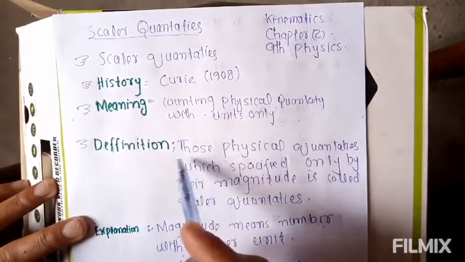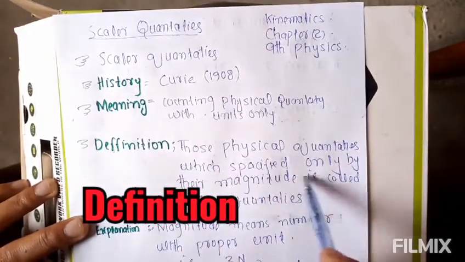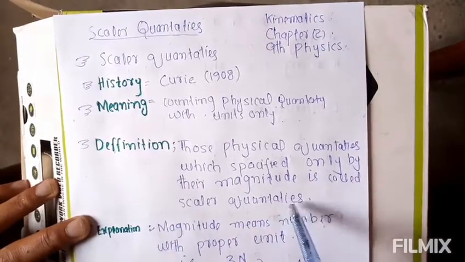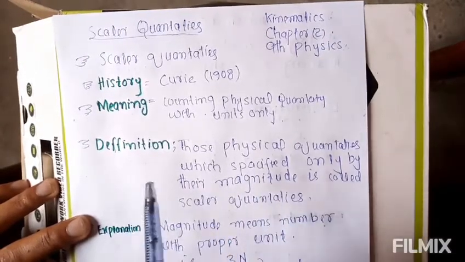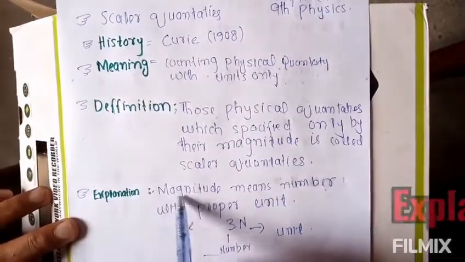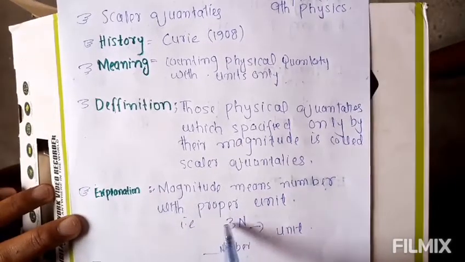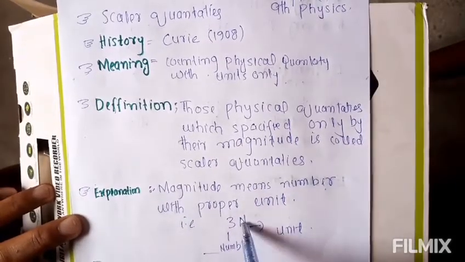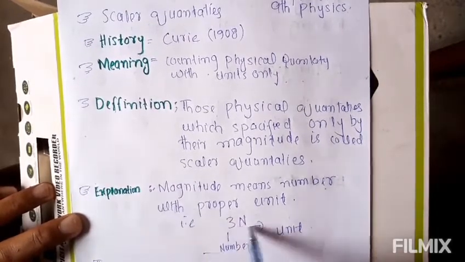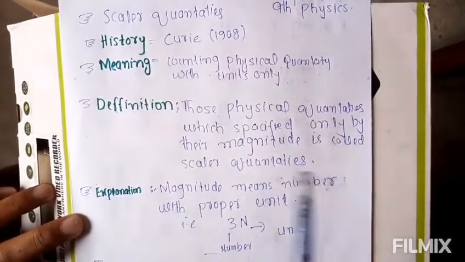Now the definition, which is the same as the meaning. Those physical quantities which are specified only by their magnitude are called scalar quantities. What is magnitude? By explanation, magnitude means a number with proper units. For example, 3 Newton: 3 is the number and Newton is the unit. This whole is called magnitude. So a scalar quantity specifies only the magnitude.